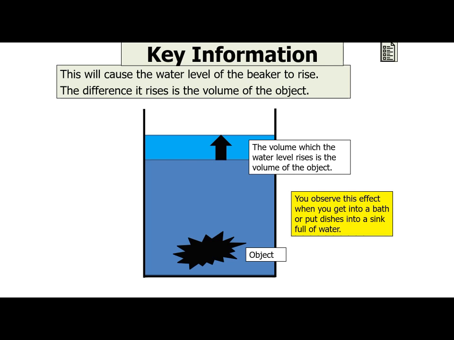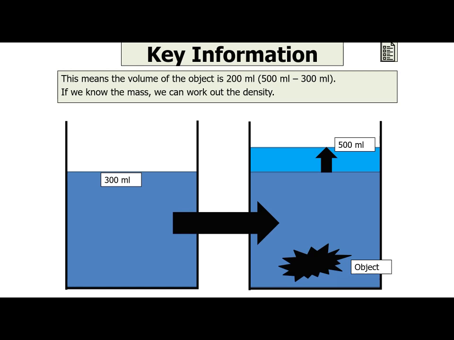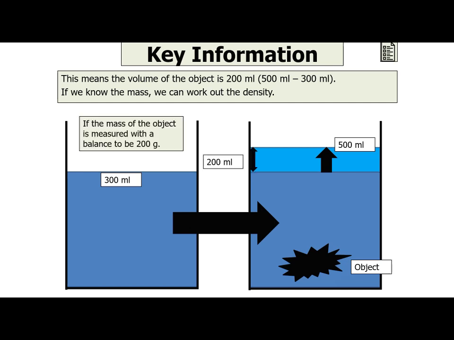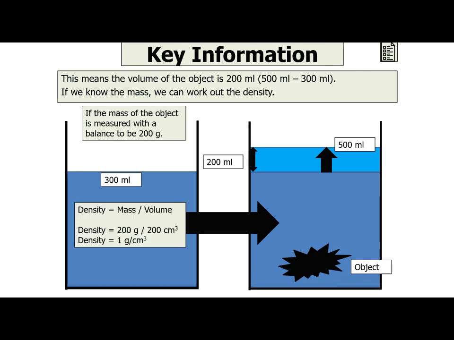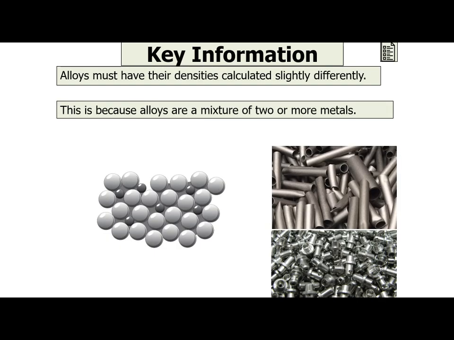So for example, if we start off with a beaker of 300 mils of water, we fully submerge an object into the beaker and it rises to 500 mils. Well, therefore the volume of the object is 200 mils, because 500 minus 300 equals 200 mils. If we then know the mass of the object, so for example we could say the mass of this object measured with the balance was 200 grams. We would say density is mass over volume. 200 grams over 200 centimeters cubed is 1 gram per centimeter cubed. Now, alloys must have their densities calculated slightly differently.